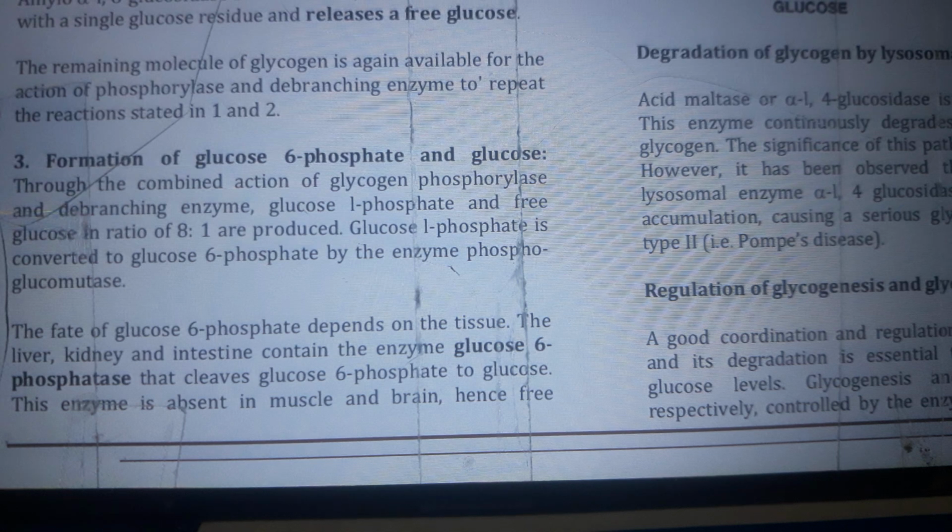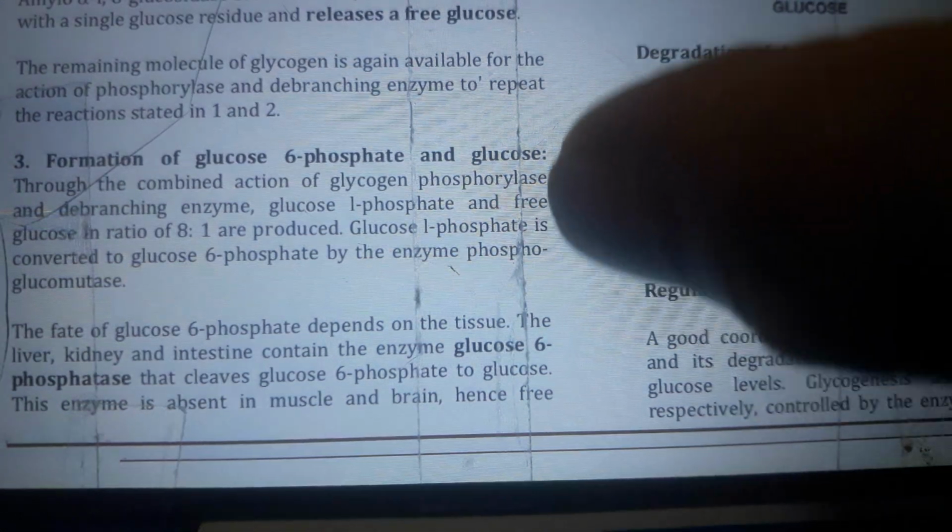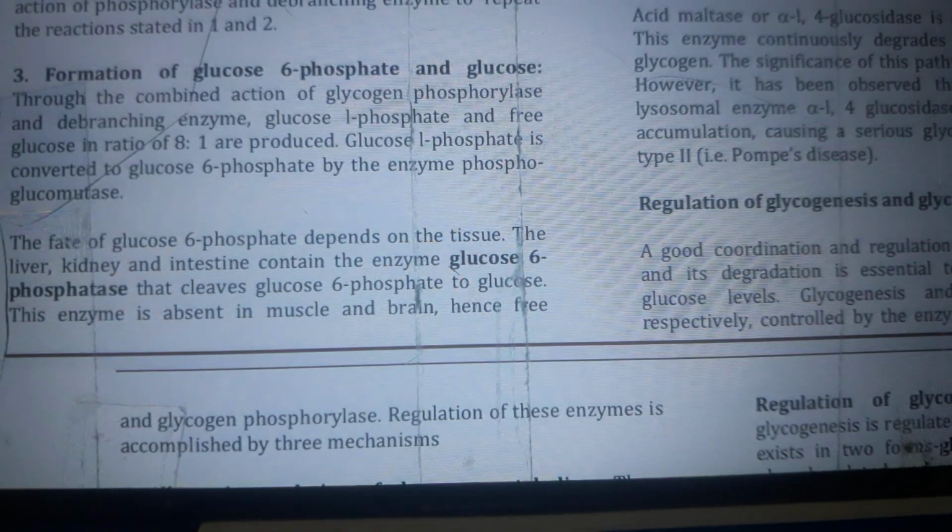Amylo alpha-1,6 glucosidase breaks the alpha-1,6 bond at the branch with a single glucose residue and releases a free glucose. The remaining molecule of glycogen is again available for action of phosphorylase and debranching enzyme to repeat the reaction stated in 1 and 2. Through the combined action of glycogen phosphorylase and debranching enzyme, glucose 1-phosphate and free glucose in a ratio of 8:1 are produced.